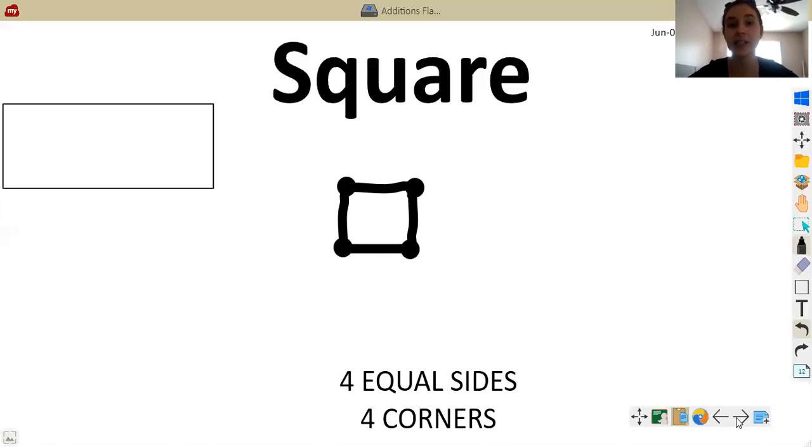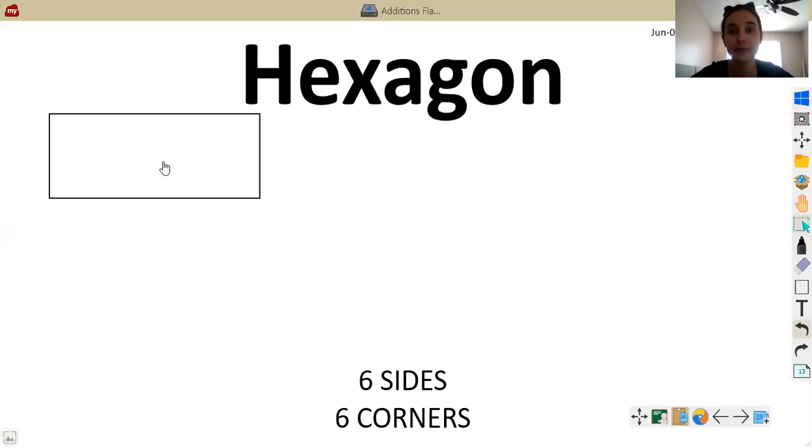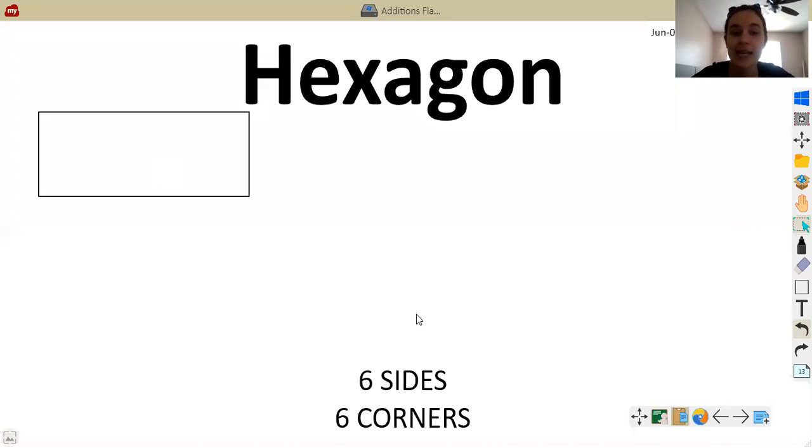All right, scholars. Now we're going to draw a hexagon. I'm going to explain to you what a hexagon is because we haven't talked about shapes in a while and I just want to give you a refresher. So I'm going to move my box. A hexagon has 6 sides. So it has 6 sides and it has 6 corners.